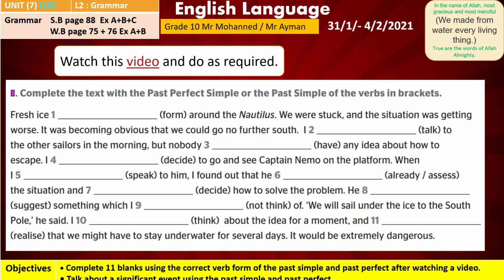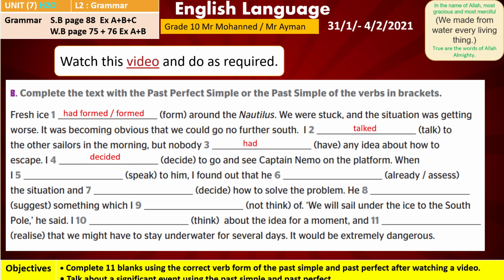Okay, dear students, having watched the video, now we begin with number 1. Fresh ice formed around the Nautilus. Had formed or formed? We were stuck and the situation was getting worse. It was becoming obvious that we could go no further south. I talked to the other sailors in the morning, but nobody had any idea about how to escape.